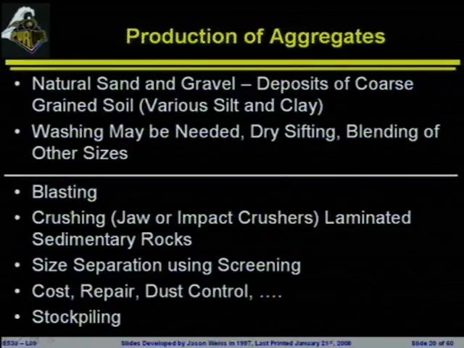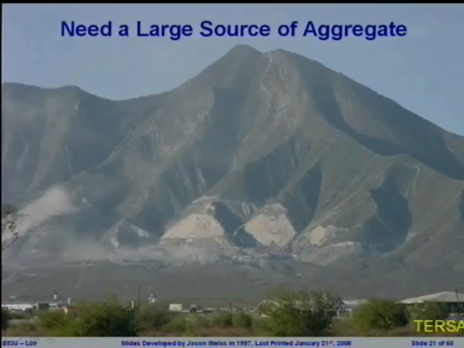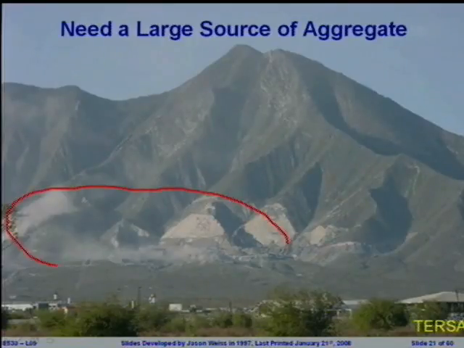What I'm going to talk about here is the process of crushing aggregates, where they blast them. They're going to crush them using different types of impact, either jaw or impact crushers. They'll separate them out by different sizes and screen them, and we'll get into some of the issues that come with dust control, stockpiling, things like that. First thing you need is a large source of aggregate. These are the mountains outside of Monterrey, Mexico, and what you will notice is there's a large source of aggregate, and it looks like Big Ten football down here.